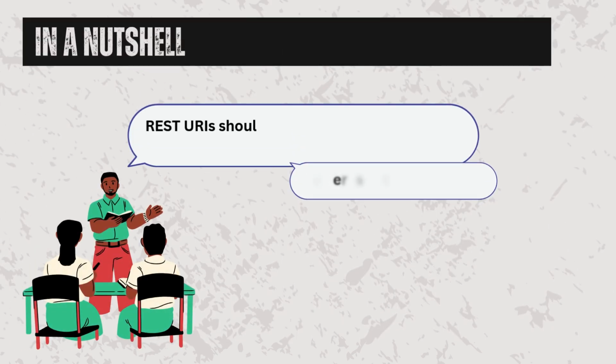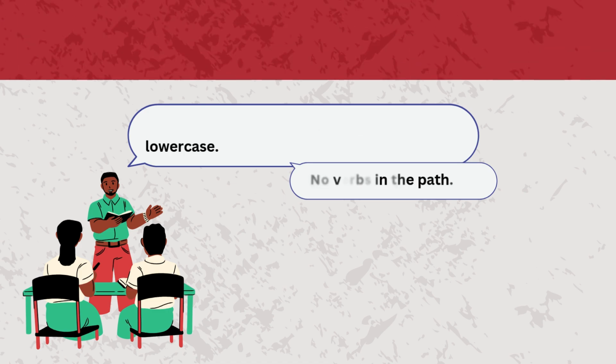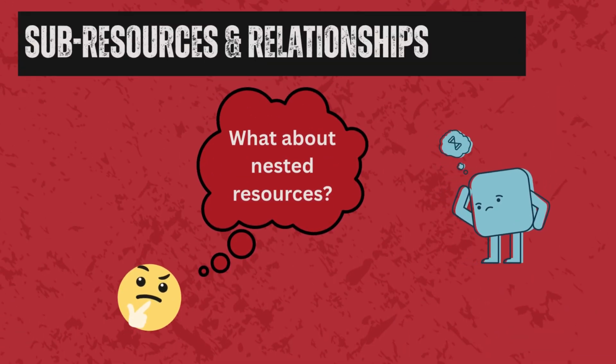Notice the nouns. REST URIs should be nouns, plural and lowercase, no verbs in the path. That's what the HTTP method is for. What about nested resources? You got it.